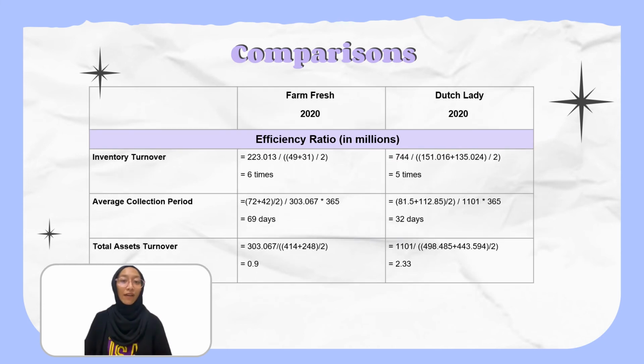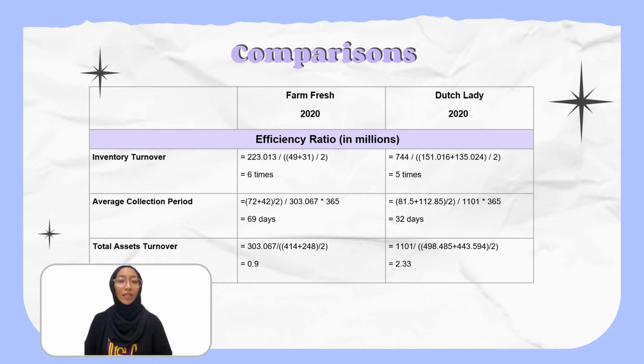Now, let's compare the efficiency ratio between Farm Fresh and Dutch Lady in the year 2020. From the table, we can see that the inventory turnover for Farm Fresh is 6 times, which is higher than Dutch Lady with only 5 times. This indicates that Farm Fresh is more efficient in managing inventories as compared to Dutch Lady.